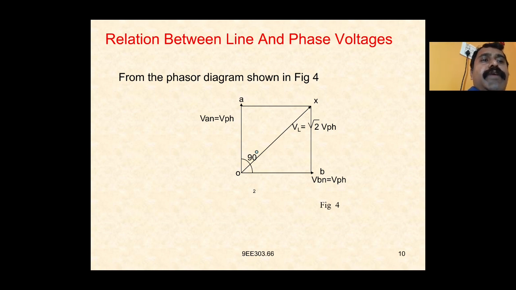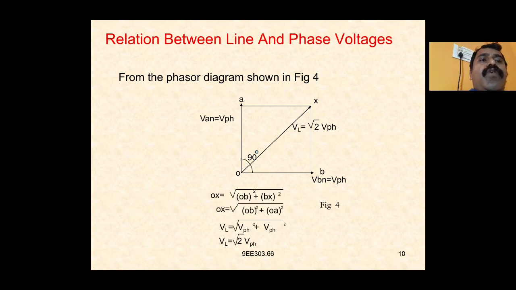Again VBN is equal to V phase. So we can consider OX is equal to under root of OB square plus BX square. Hypotenuse is equal to opposite square plus adjacent square. OX is equal to under root of OB square plus OA square. VL is equal to under root of V phase square plus V phase square. Again VL is equal to root 2 of V phase.